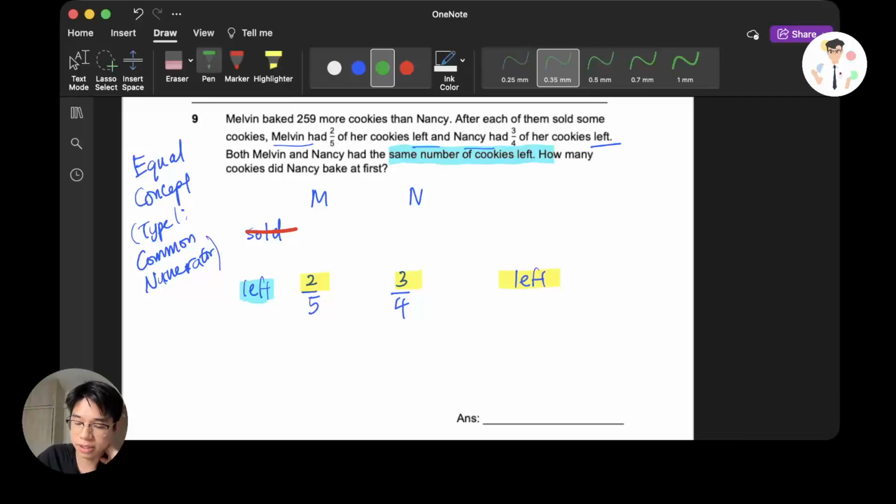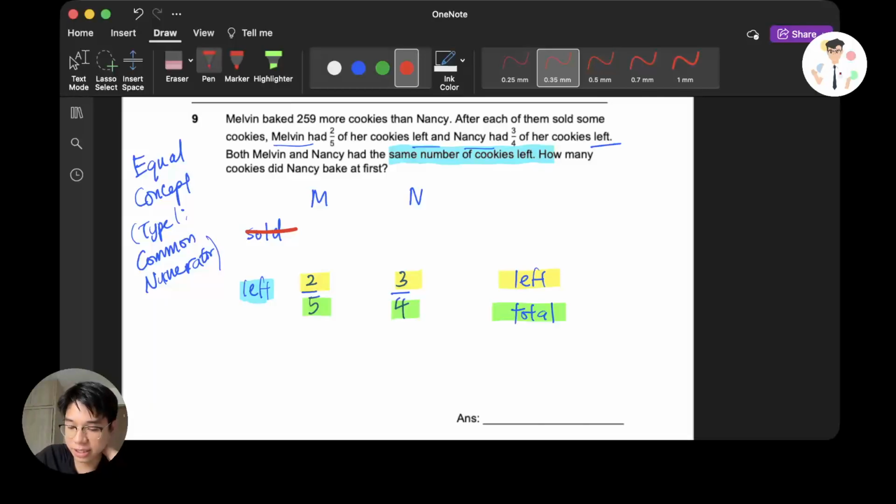Now, how about this green color part? 5 and 4. What does it represent? This represents the total. Example, 5 is the total of what Melvin had, and 4 is the total of what Nancy had at first, right? Many of you confused again. Now, we've been practicing this because I'm afraid that you guys confused, but you guys still make the mistake.